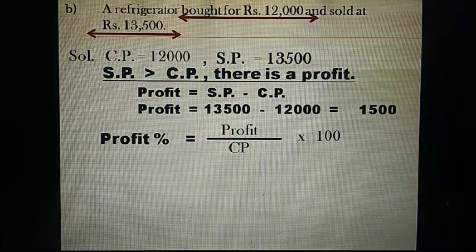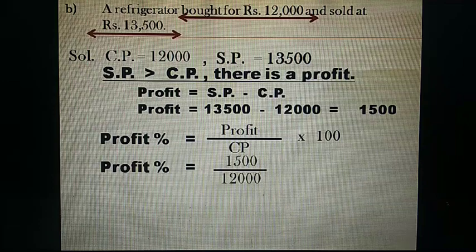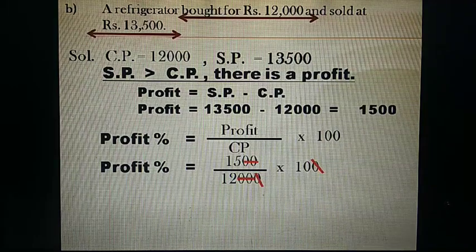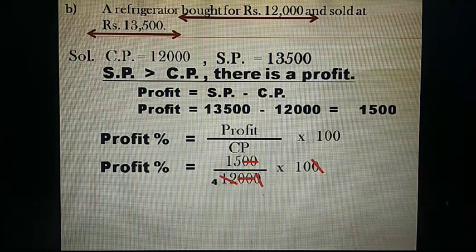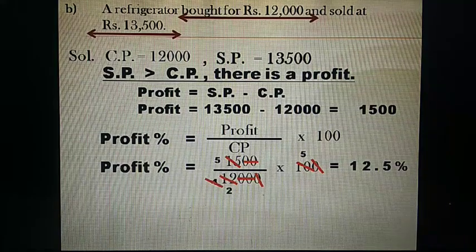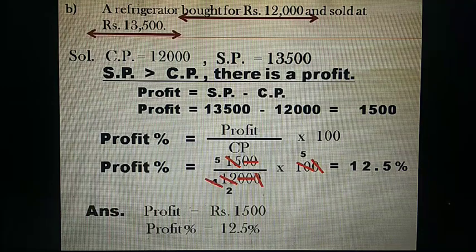Put the values here. Profit means 1500 and CP means 12,000, into 100. Cancelling zeros. Now the common factor is 3. 3 fours are 12, 3 fives are 15, which means now the common factor is 2. 2 twos are 4, 2 fives are 10. Finally, we will have 12.5%. 5 into 5 means 25. 25 divided by 2 will give you 12.5%. Finally, we can write percent as 12.5 and profit as Rs 1500.